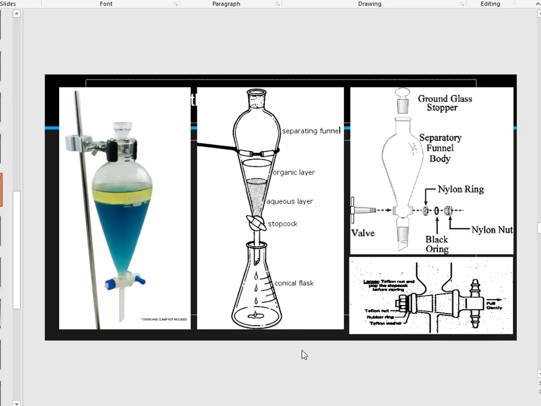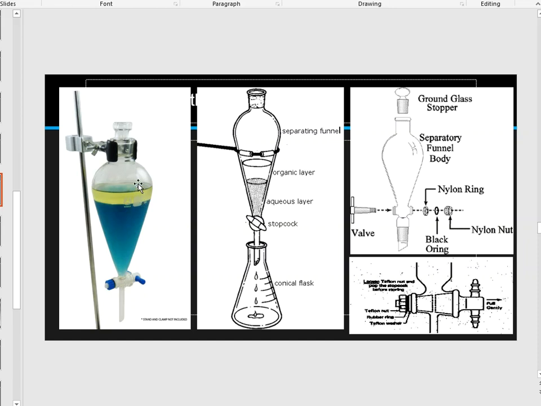In the lab, you're going to use a separatory funnel. The separatory funnel allows you to separate two liquids from each other. So the liquid water layer and the methylene chloride layer, they do not mix together. The methylene chloride will contain the unknown that you need for part 3. And then the aqueous layer will contain the aspirin that you will need for part 2.